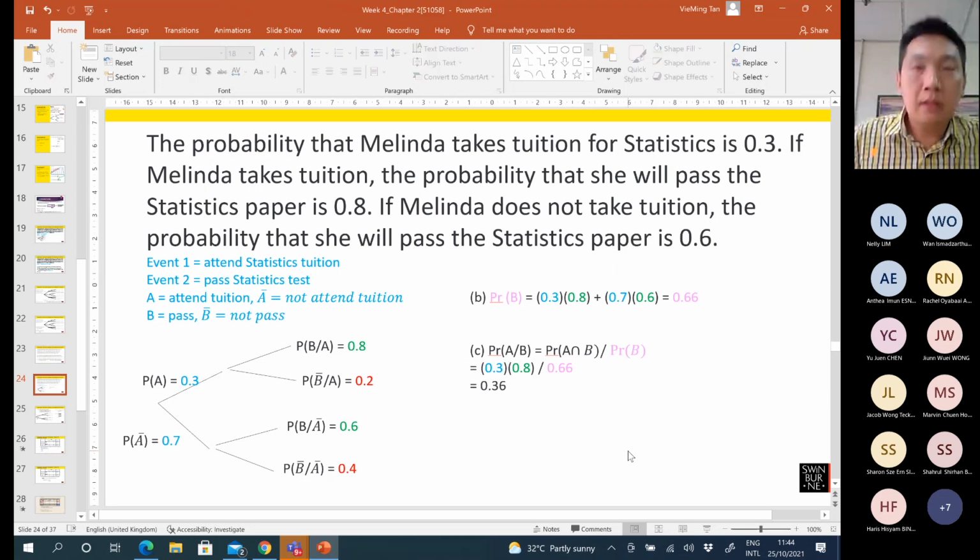Okay. So in short, if the question involves two dependent events, it's better for us to use the tree diagram to help us solve the problem. Okay. So any questions so far? So far so good. Okay. Besides the tree diagram, we can also use the joint probability table to solve questions that involve dependent events. Okay, so I'd like to show you one example now, like this.